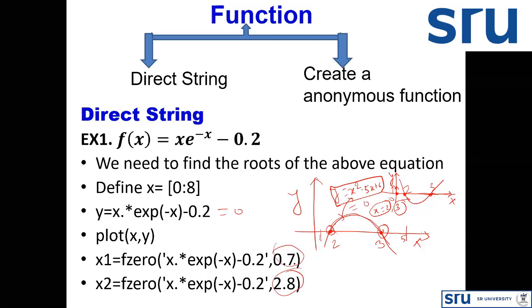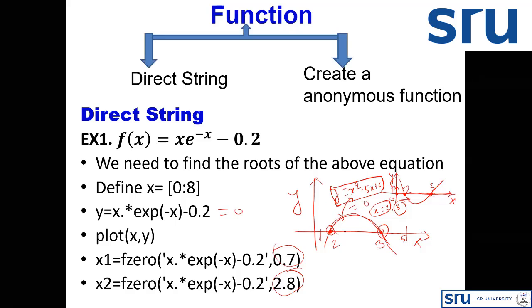This value 0.7 and 2.8 is nothing but the initial guess value. You can take any random value, no issue. I am telling you these are the initial guesses. So how to find out the initial guess? For that purpose, you have to plot the graph of the given function between the given limit. The limit will be given, and between that limit itself you have to plot the graph.